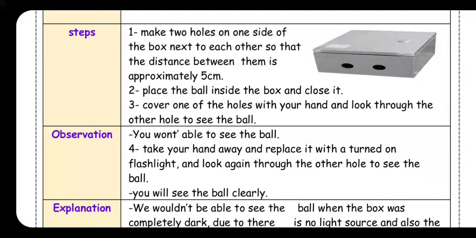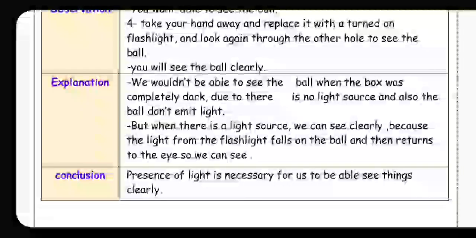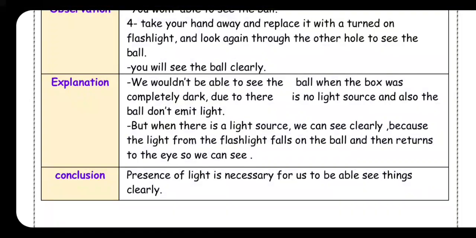But when we replace our hand with a flashlight, now can we see the pole? Yes, we can see the pole in full details. Why? Due to the presence of the light. So we have a conclusion from this activity: the presence of light is necessary for us to be able to see the things around us clearly.